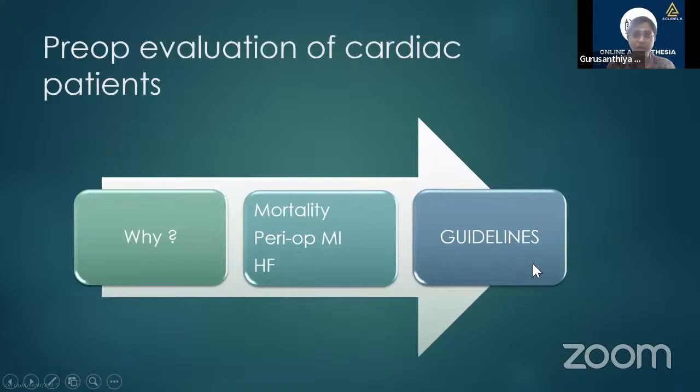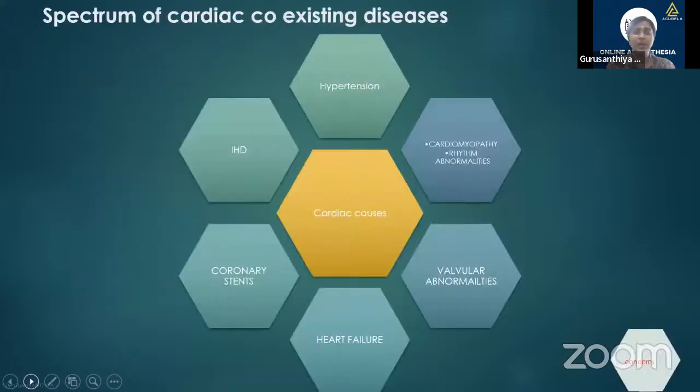Hence, there are guidelines from the American Heart Association, Canadian Society of Cardiologists, and European Society of Cardiology for perioperative optimization, risk stratification and risk mitigation in such patients. The spectrum of cardiovascular diseases includes not only IHD, but also hypertension, patients presenting to us after percutaneous coronary intervention, patients with heart failure, valvular abnormalities, cardiomyopathies, and rhythm abnormalities.